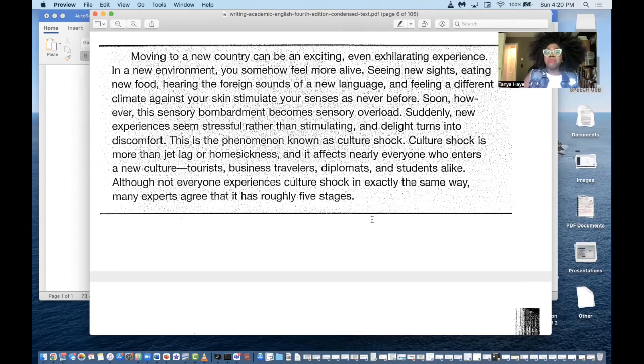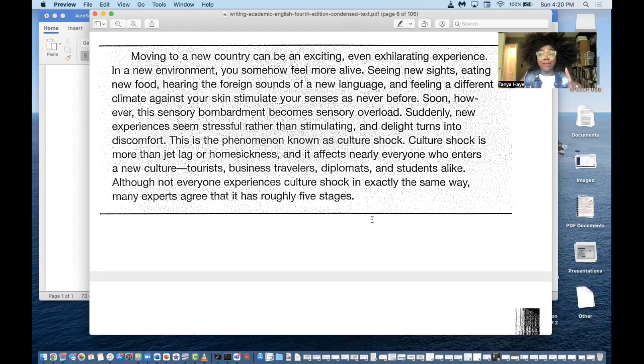Culture shock is more than jet lag or homesickness, and it affects nearly everyone who enters a new culture: tourists, business travelers, diplomats, and students alike. Although not everyone experiences culture shock in exactly the same way, many experts agree that it has roughly 5 stages.